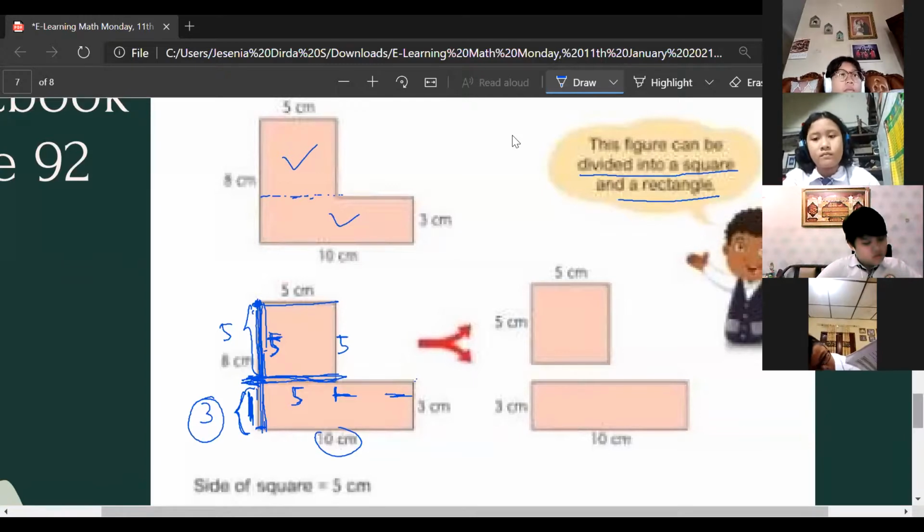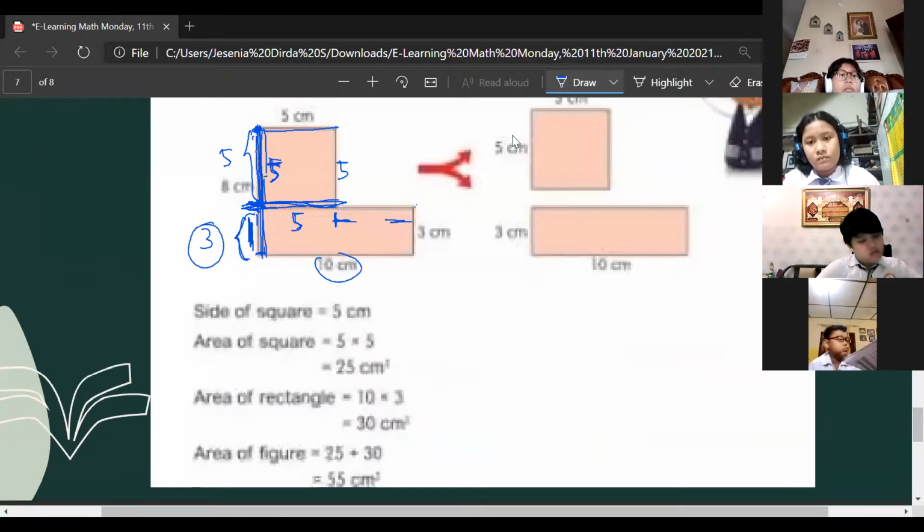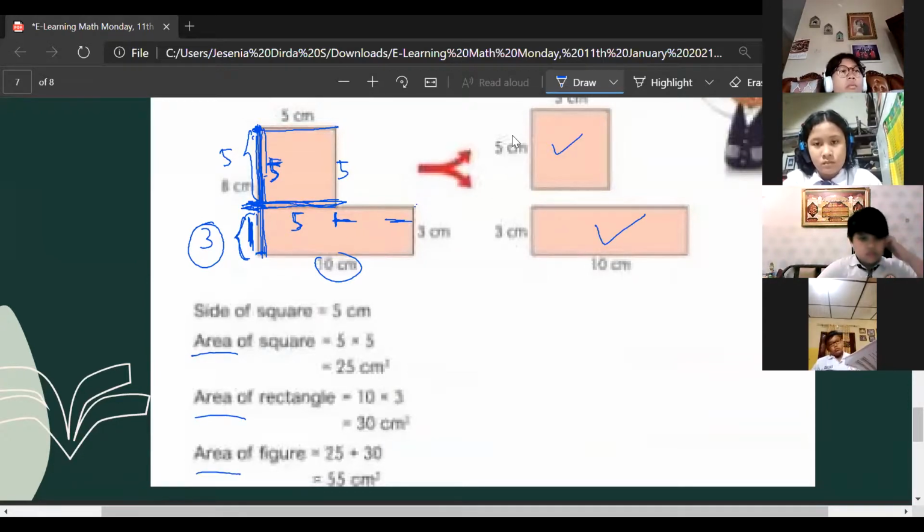Okay, and then after that, berarti kalau kita udah separate into the basic figures, which is square and rectangle, to find the perimeter, kita cari aja masing-masingnya. But in here, first we find the area. Jadi kita areanya dulu. Berarti, we find the area of this square, we find the area of this rectangle, and then we add them. Jadi areanya ini berapa, nak?